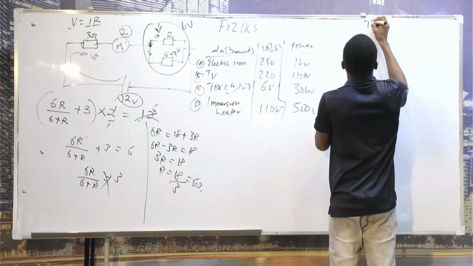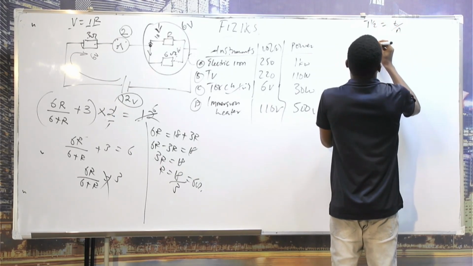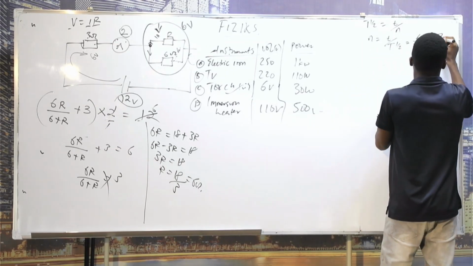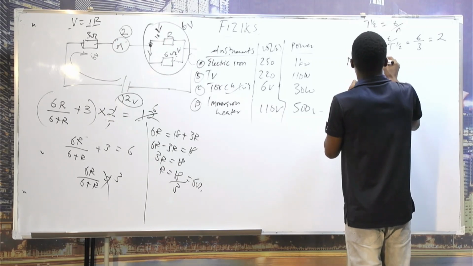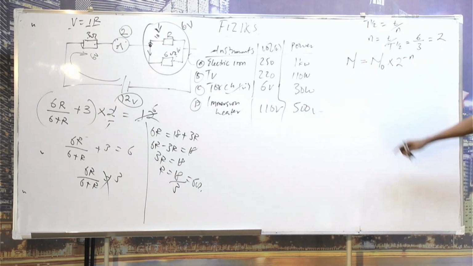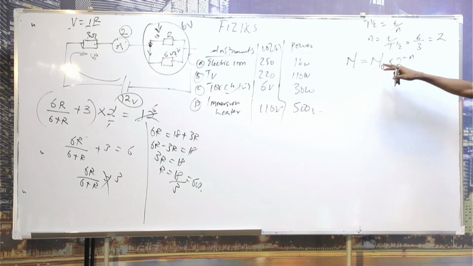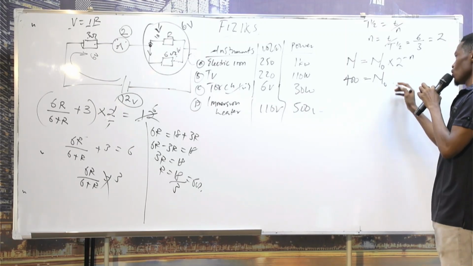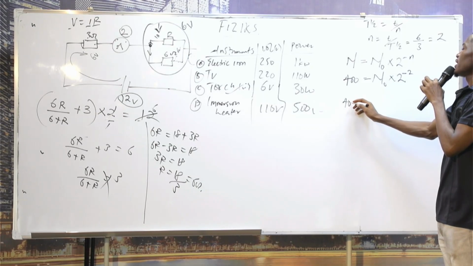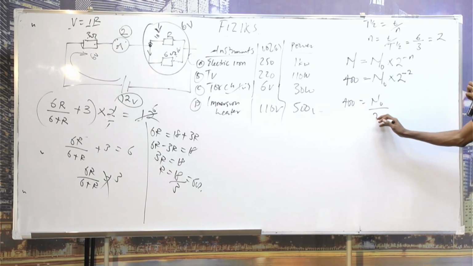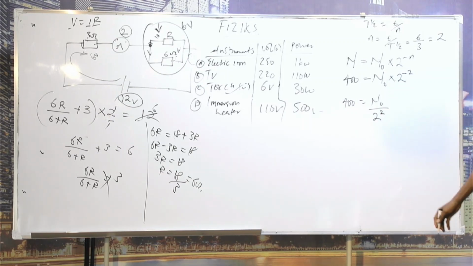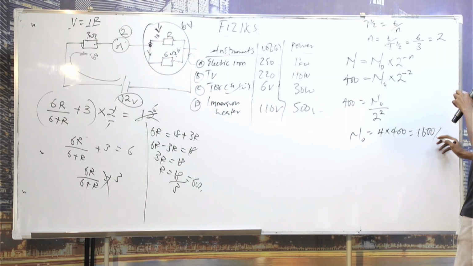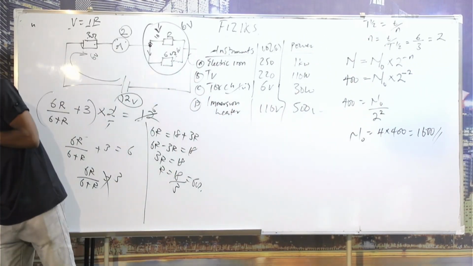Now, half-life is small t over n. So n, which is the number of decays, is t divided by half-life, which gives us 6 over 3. How many decays do we have here? 2. Remaining mass is equal to original mass times 2 power minus n. According to them, what was left was 400. So 400 is original mass, which we don't know, times 2 power minus 2, which is the same as dividing by 2 power 2. And 2 power 2 is 4. 4 times 400 will give us 1,600. So the initial count rate is 1,600.